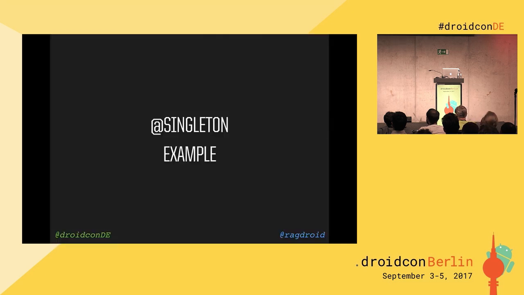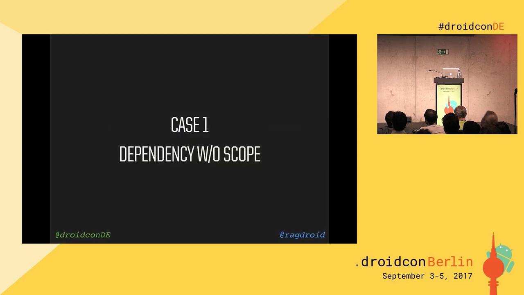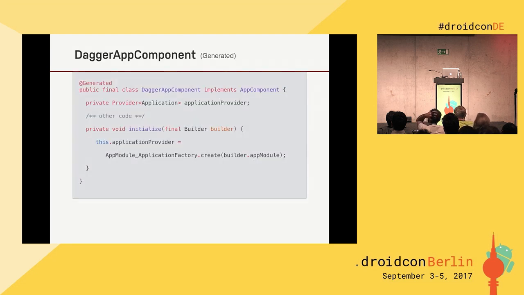So let's look at an example of singleton. This is your app component. We are marking it as singleton. The first case is a dependency without any scope. If you see here, we are providing the application, but we have not specified the scope. @Singleton is not written over here. So in this case, this is the DaggerAppComponent that gets generated for your app component. This is the component that Dagger generates for us.